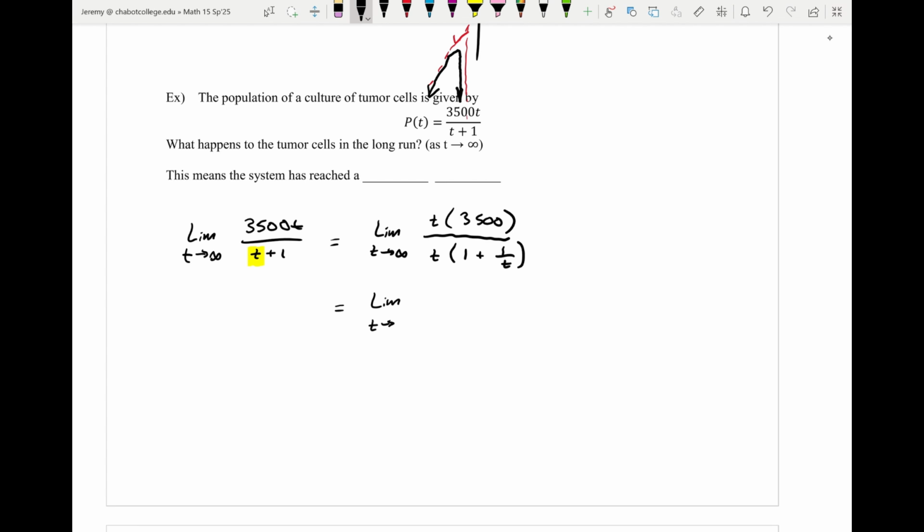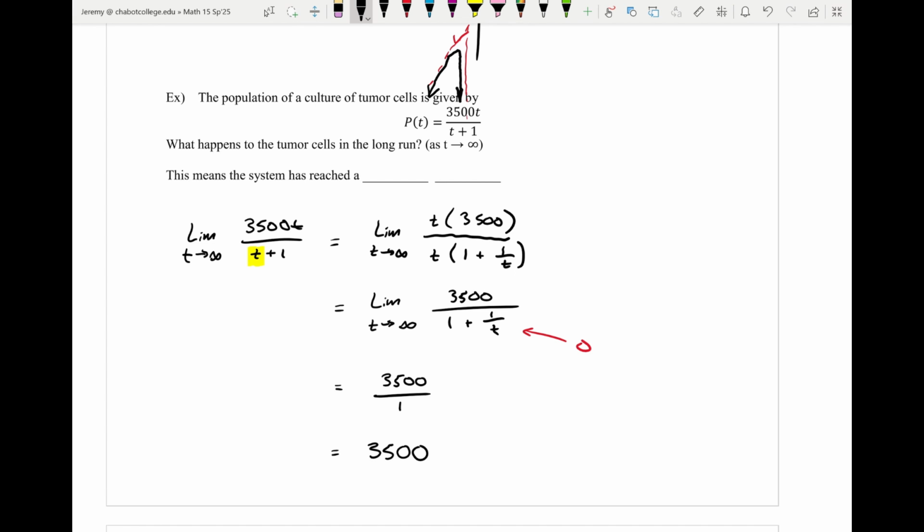So let's find the limit as t goes to infinity of the simplified expression, which will just be 3500 over 1 plus 1 over t. So what happens here as we let t go to infinity? Well, I know that 1 over t is going to go to 0, right? Because the denominator will get really large. So the whole fraction will go to 0. And what are we left with when that goes away? We're just left with 3500 over 1, or 3500.